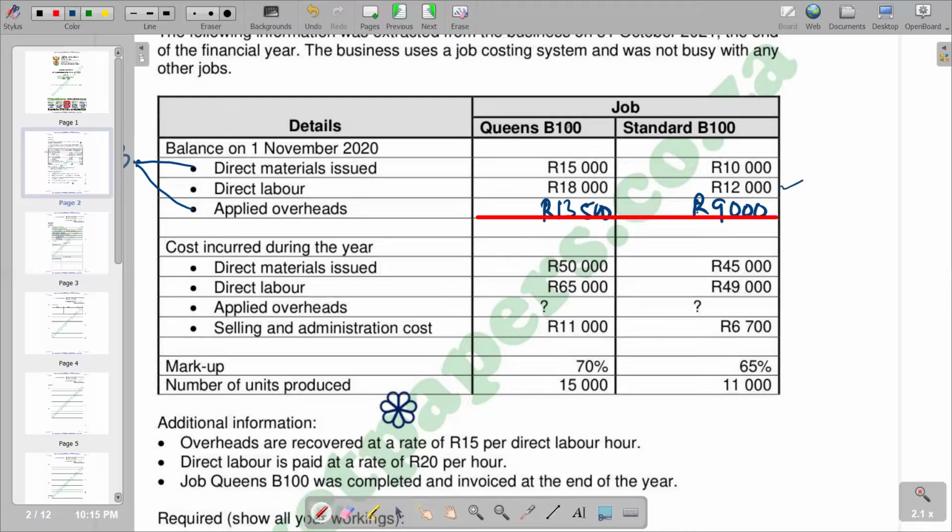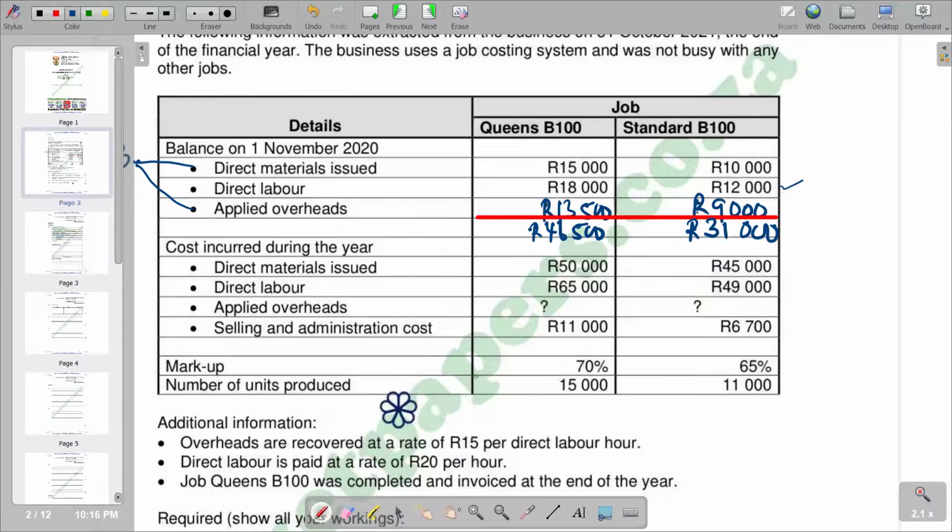So we are saying plus 18,000 rands plus 30,500 rands. So the total that you are supposed to get there for Queens B100 is 46,500. For standard B100, you're going to say 10,000 rands plus 12,000 rands plus 9,000 rands, and you're going to get a total of 31,000.